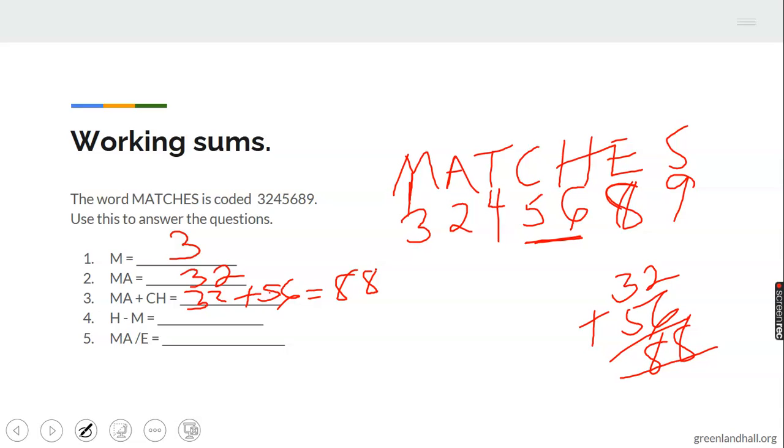Then we have H minus M. What's H? H is 6. Minus M is what? 3. Can you tell me 6 minus 3? Of course, very simple. That's 3.